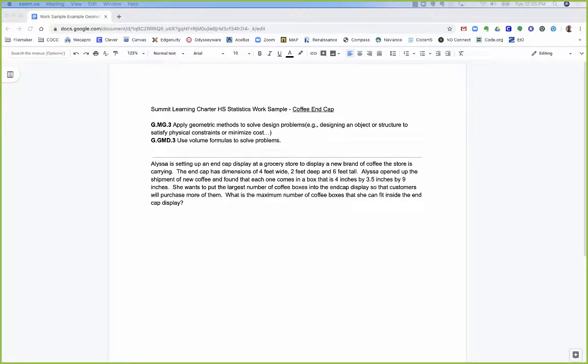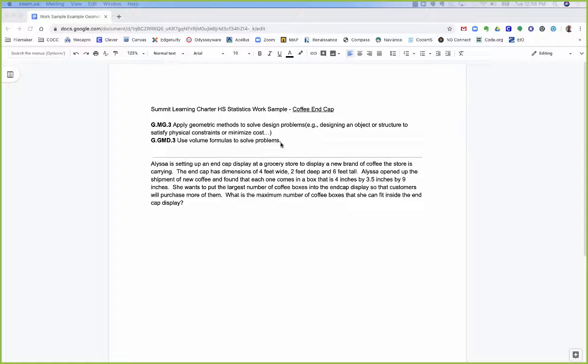Here's a review lesson to prepare you guys for the geometry work sample problem called moving containers. So here we go. We've got a coffee end cap problem, and we're going to be testing our ability to work a couple different strands of geometry: the ability to apply geometric methods to solve design problems, and the ability to use volume formulas to solve problems. So let's take a look at this.